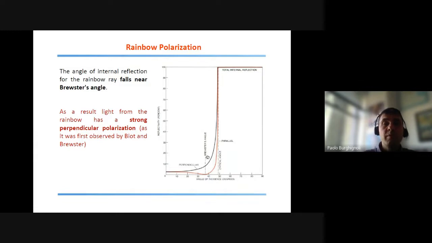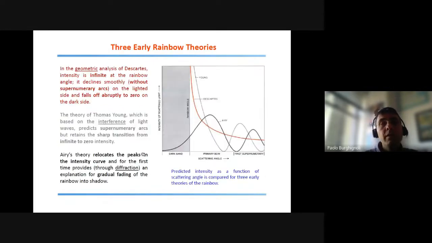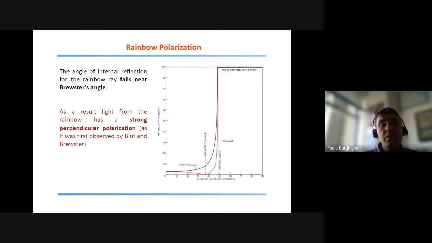That's because at the Brewster angle, when you have internal refraction, there is no reflection, but total transmission. So basically, if you observe light in the primary rainbow, you will find that it is strongly polarized perpendicularly to the incident plane. This was first observed by Biot and Brewster.